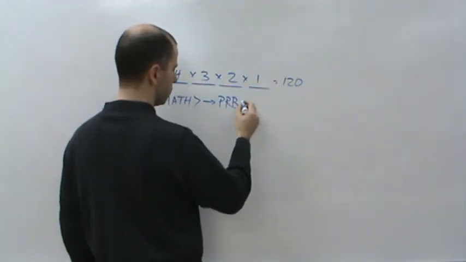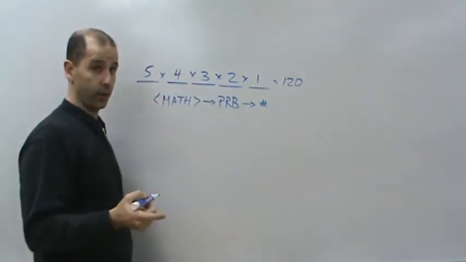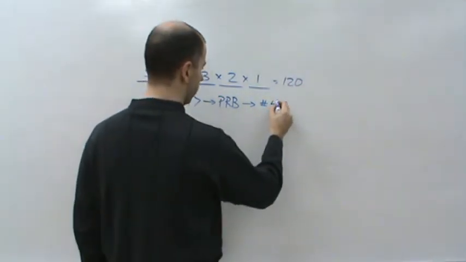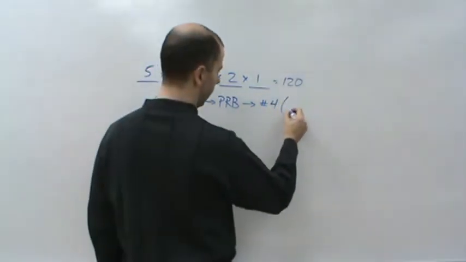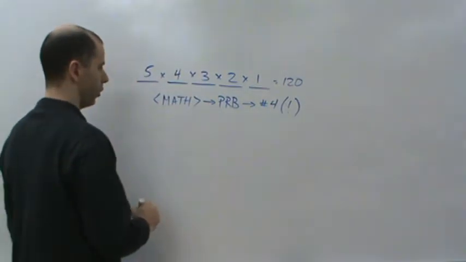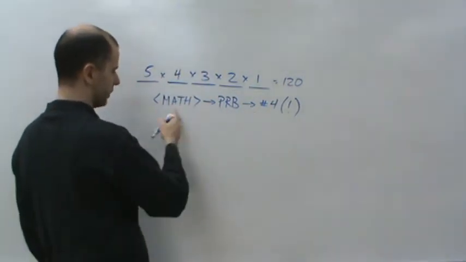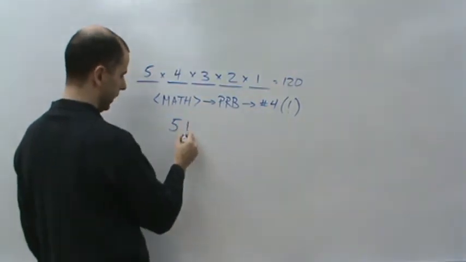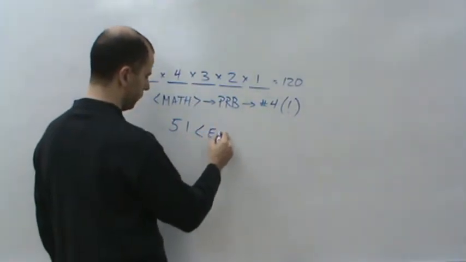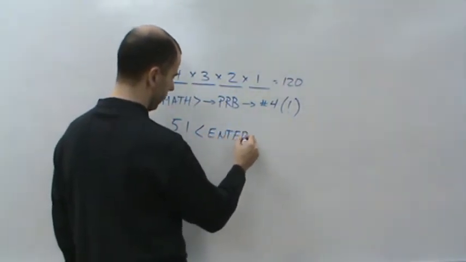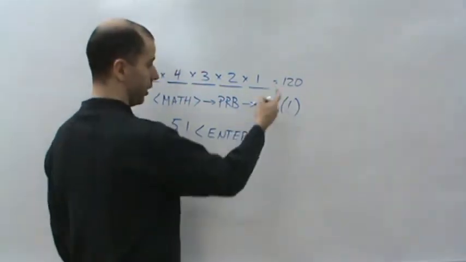And then I can go to the factorial key, which, if you're using a TI-83 or 84, is number 4 on the list. It's going to be a factorial key, okay? So if I wanted to do 5 factorial, I would do 5, and then I would do this step to get the factorial key, and it would put an exclamation point afterwards, and then hit enter. And it would give me the same answer, 120.